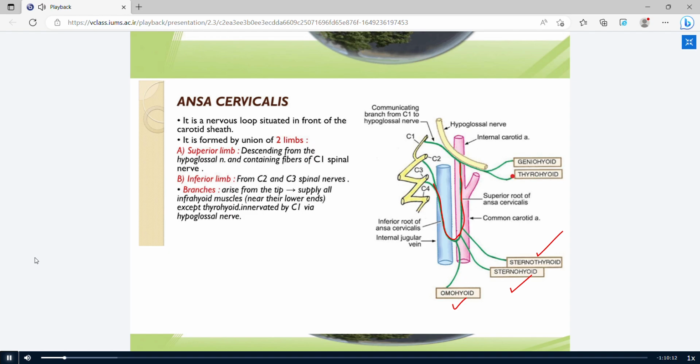The thyrohyoid muscle is innervated directly by C1. Innervation of thyrohyoid is similar to the geniohyoid muscle. It's not innervated by ansa cervicalis.